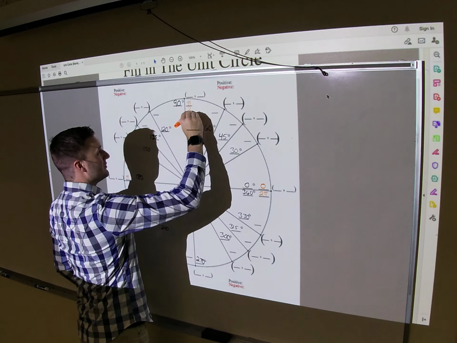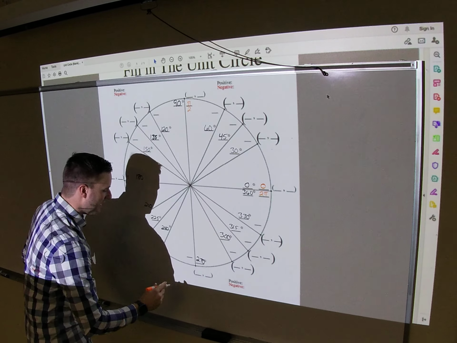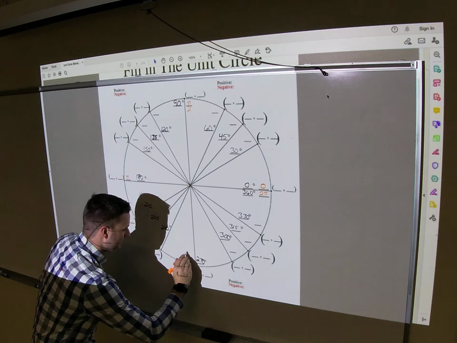Now, what would be halfway between 1 pi and 2 pi? Well, that would be 1.5 pi, or 3 pi over 2. That one's a little bit more challenging. And so, unfortunately, we got all of the easier ones.